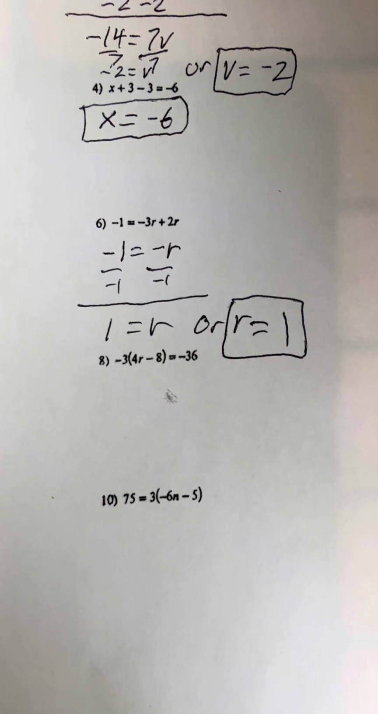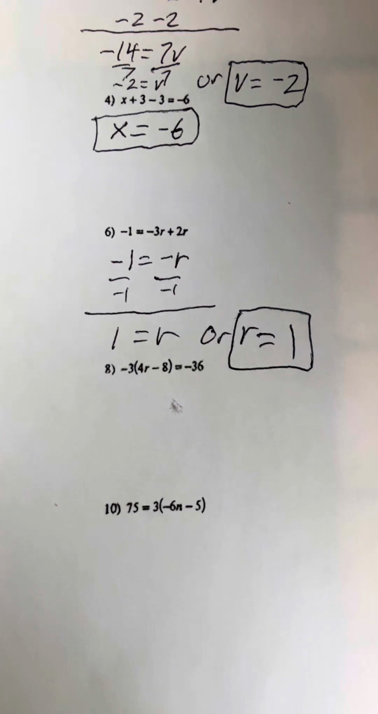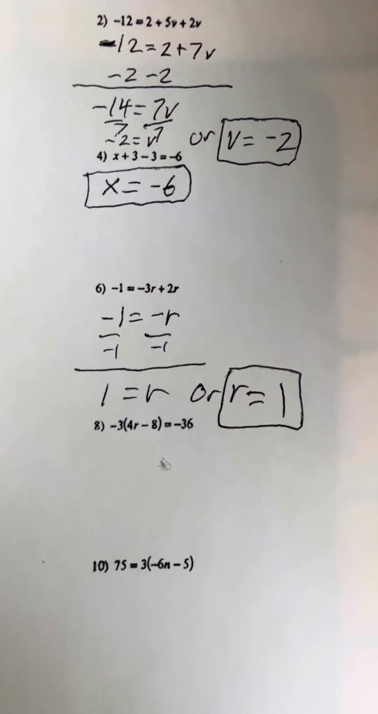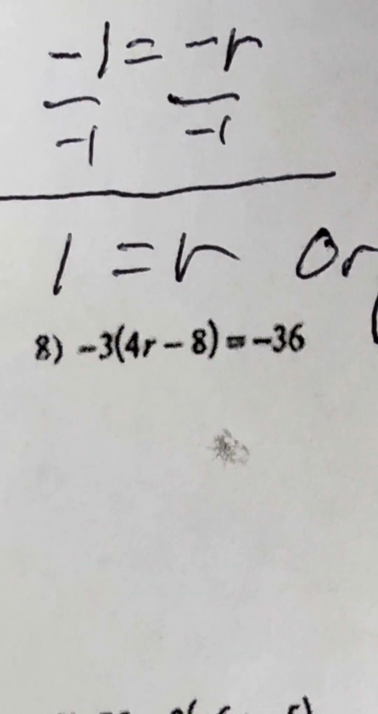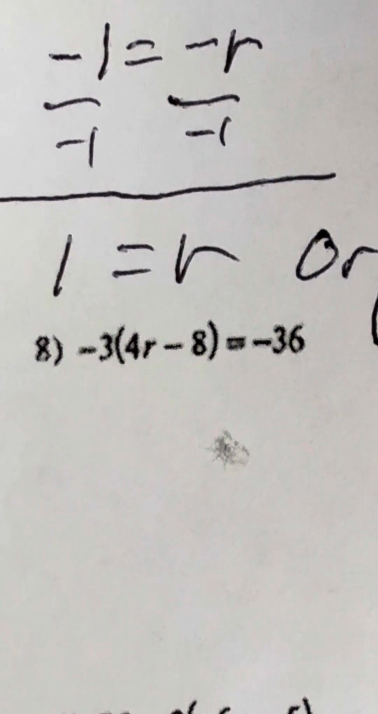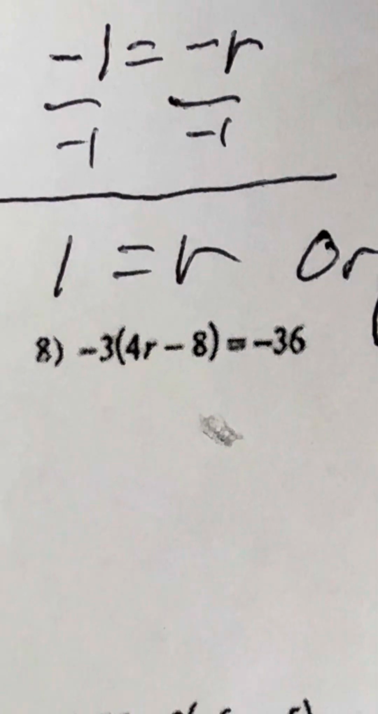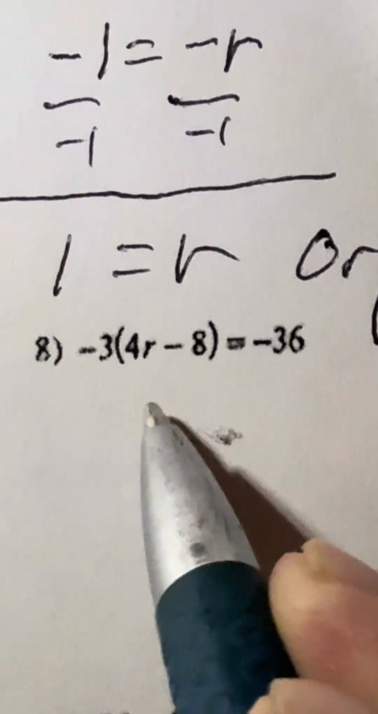Number 8. Getting a little tricky. This one has groups. We have to use the distributive property. So we have a negative 3 times the pair, 4r minus 8, equals negative 36. First thing we've got to do is distribute out that pair. Get rid of these parentheses.